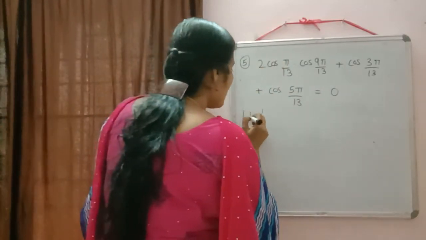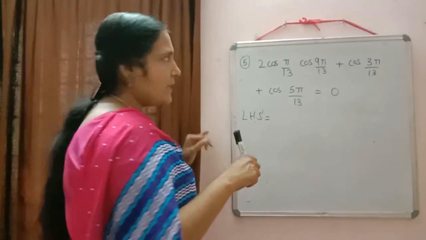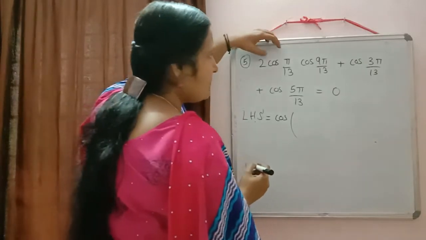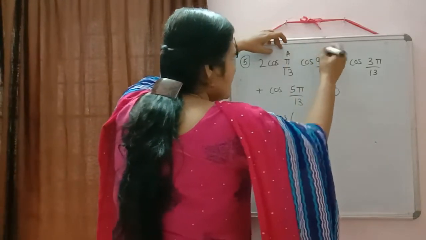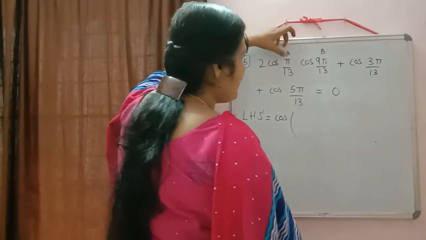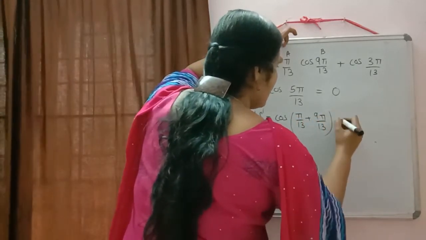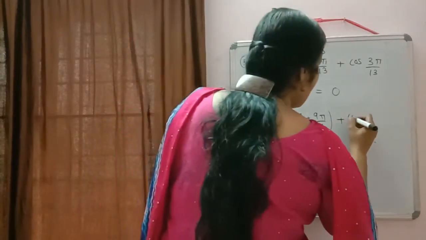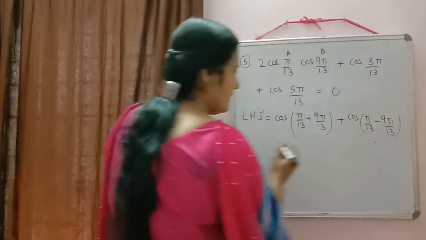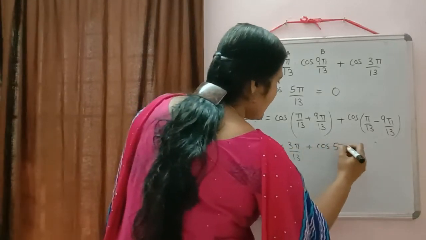It is written 2 cos A cos B. And 2 cos A cos B is cos A plus B plus cos A minus B. So cos A plus B, what will come? In place of A we have pi by 13 and in place of B we have 9 pi by 13. So cos (pi by 13 plus 9 pi by 13) plus cos (pi by 13 minus 9 pi by 13), plus cos 3 pi by 13 and cos 5 pi by 13 we will write as it is.